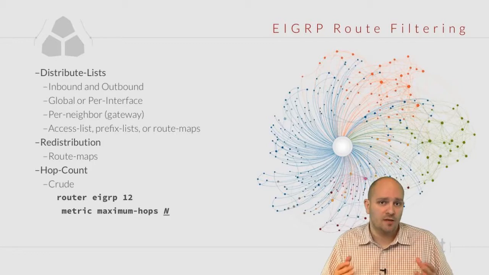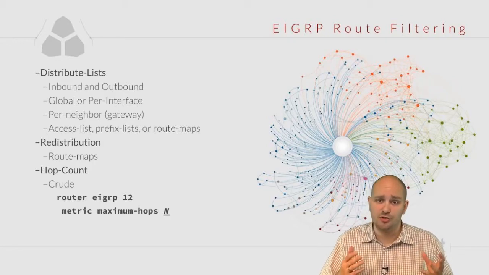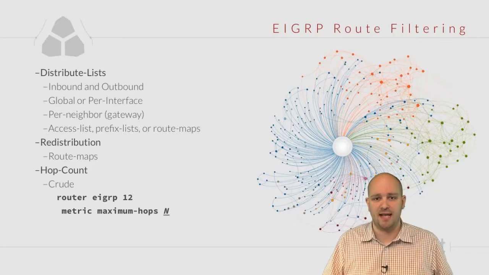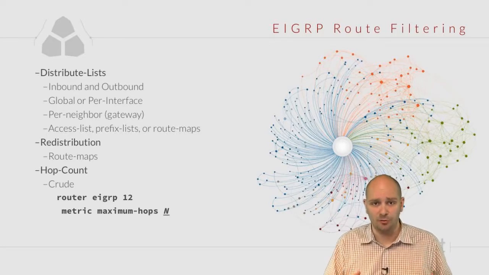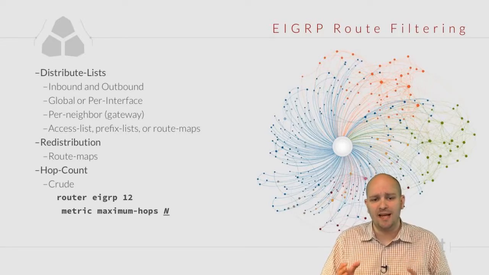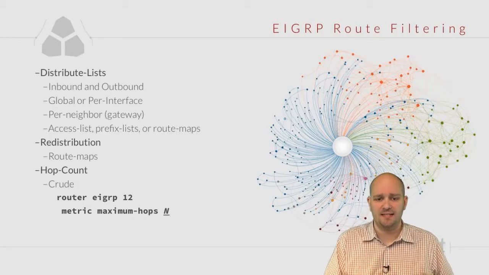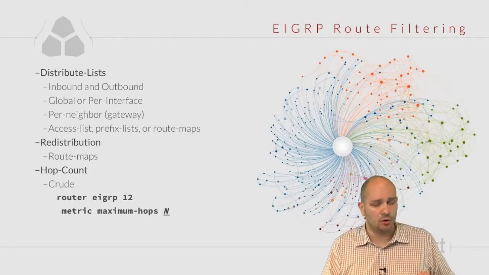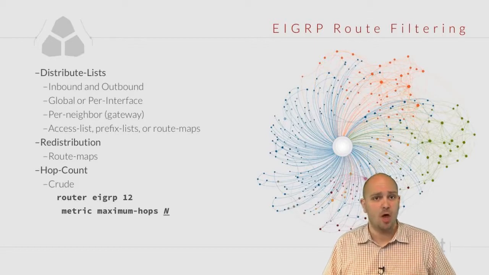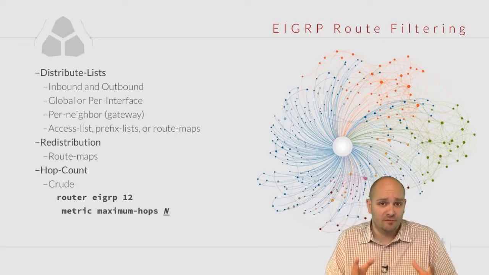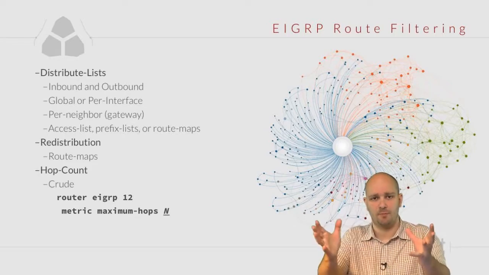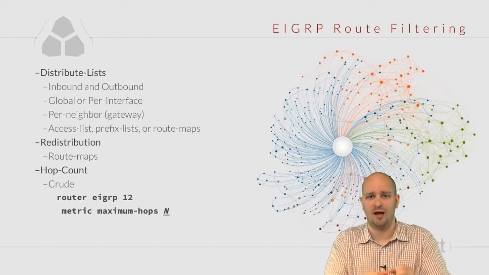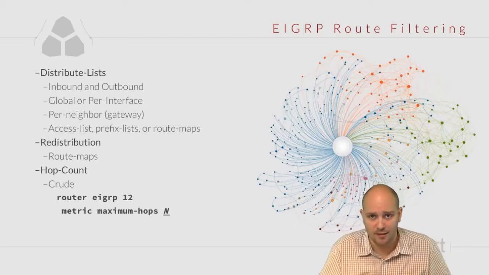One is to use infrastructure that is provided using the distribute list command. Distribute lists can in turn reference access lists or prefix lists or route maps, and we can specify these distribute lists either in the inbound or the outbound direction. We can specify them on a particular interface, again inbound or outbound, and we can even filter routes on a per neighbor basis. Say that on one interface we have multiple neighbors, we can say I'm going to allow only these routes, but only if they are learned from that particular neighbor.